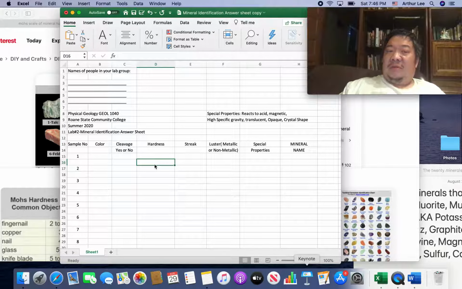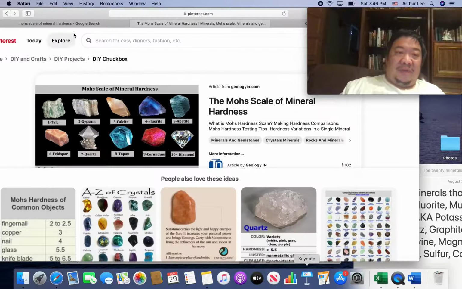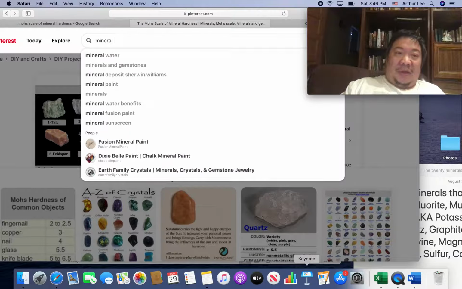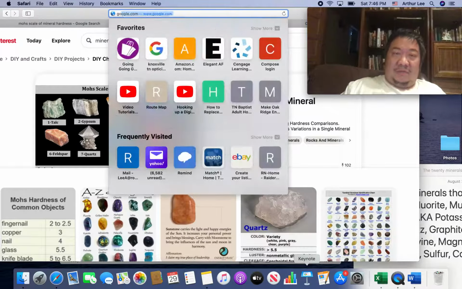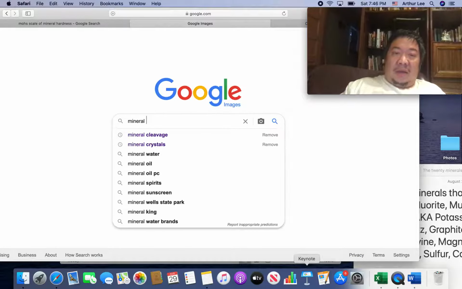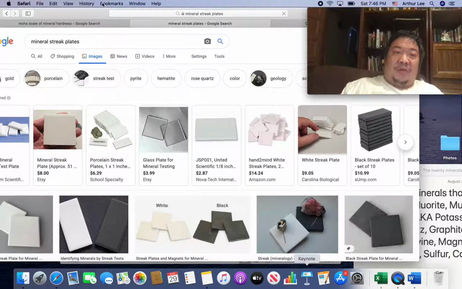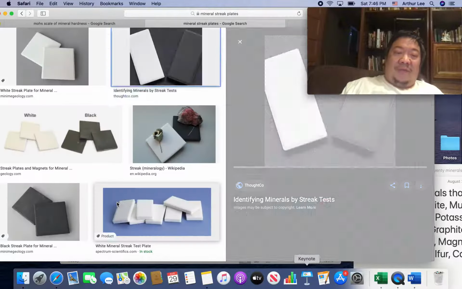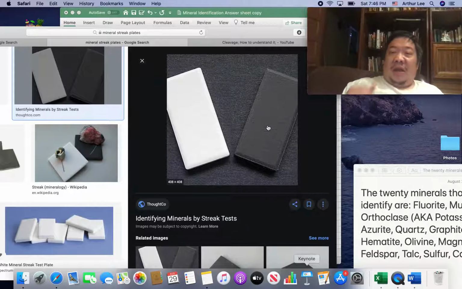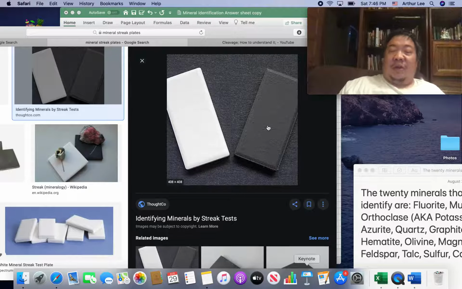Okay. Streak, S-T-R-E-A-K. Well, what is streak? Let's figure that out. Also in the video, I'm going to try and figure out streak. We have these porcelain plates. They could be either white or black in color. I'm going to rub the mineral against those plates, and we'll see what color we get.